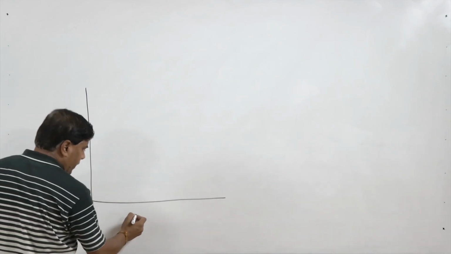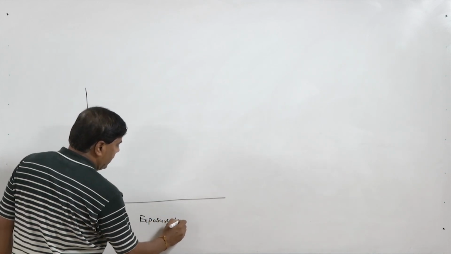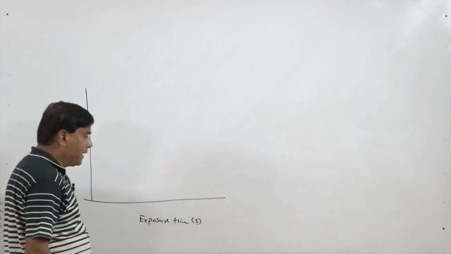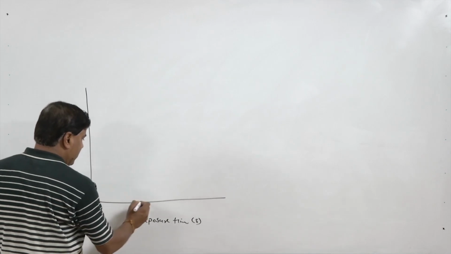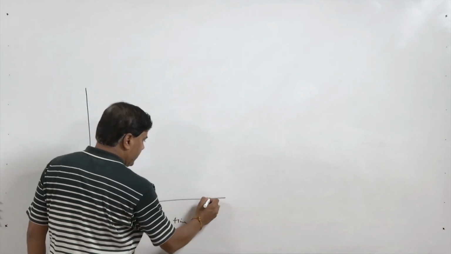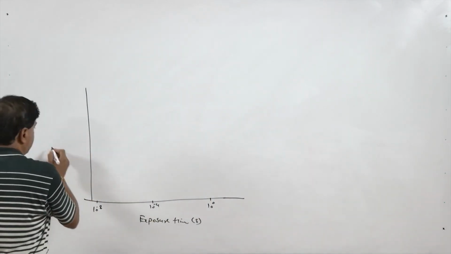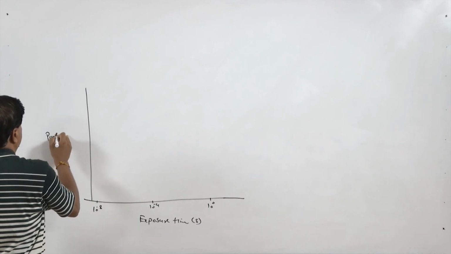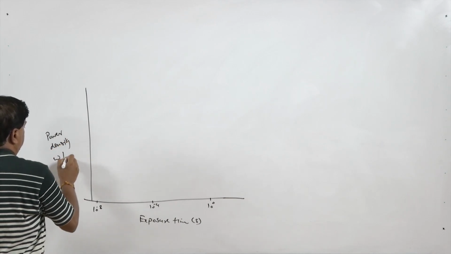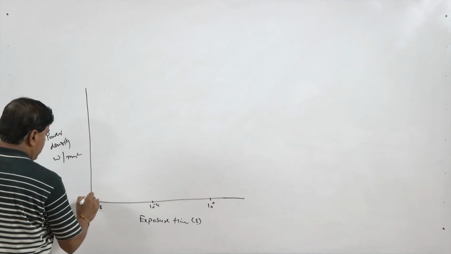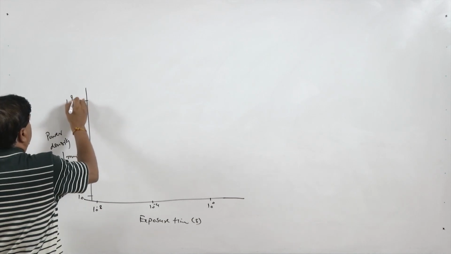Here in the x axis we have the exposure time. Exposure time means the time for which the laser is applied. So, here extremely small, say 10 to the power minus 4 and 10 to the power 0, and in the y axis we have power density or energy density, which is in watt per mm square. So, here say 10 to the power 4, 10 to the power 8.